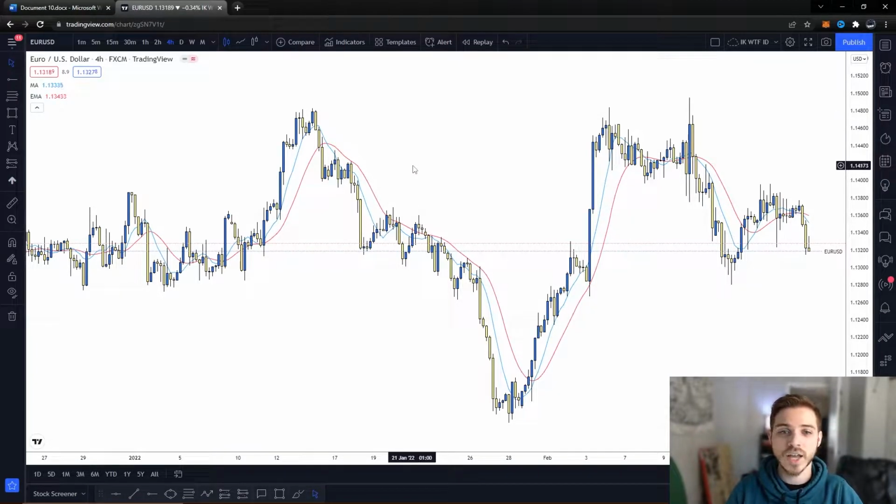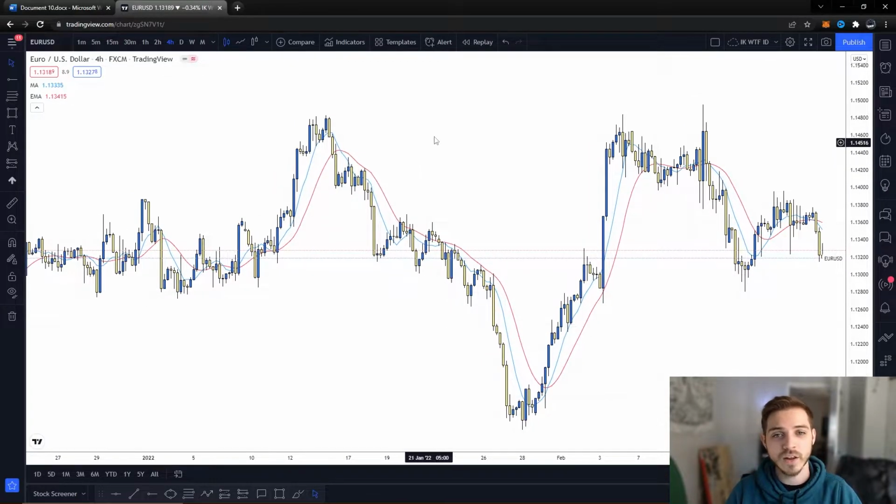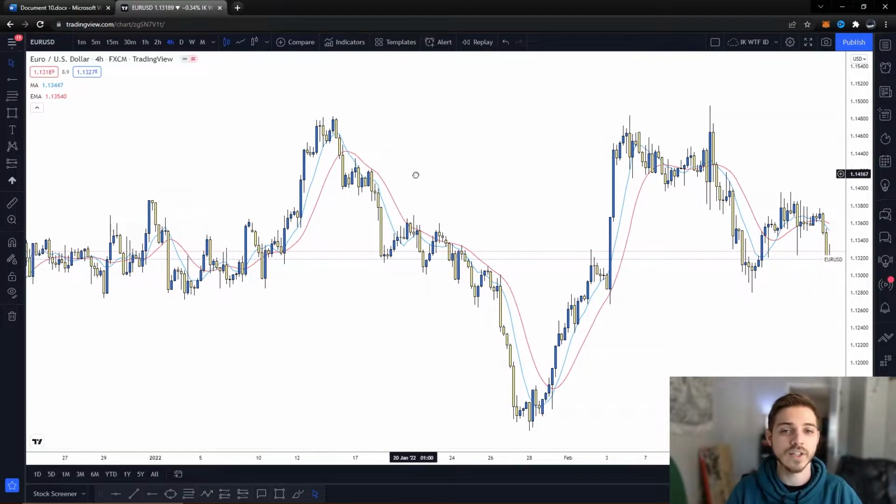I've also noticed that it works best on pairs that typically trend more often than not. Some pairs like to range and spike very high and low very often. These MAs will not help you on pairs like that because these MAs require the market to be trending to be able to give you those entries that you're looking for. So now that we have that out of the way, let's start looking into how to use these MAs.